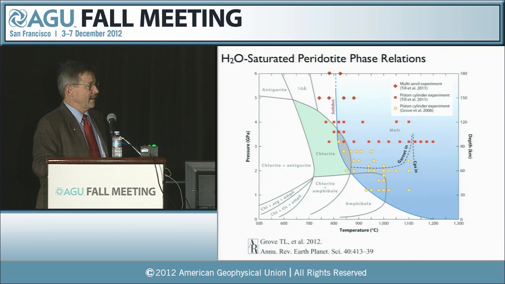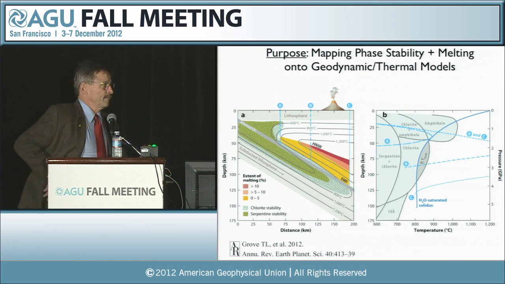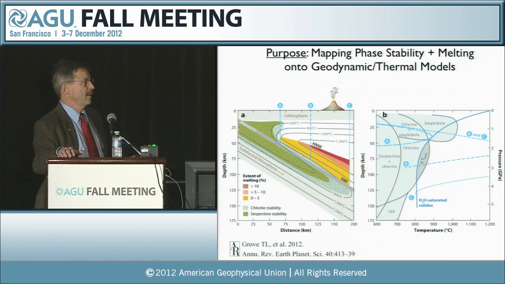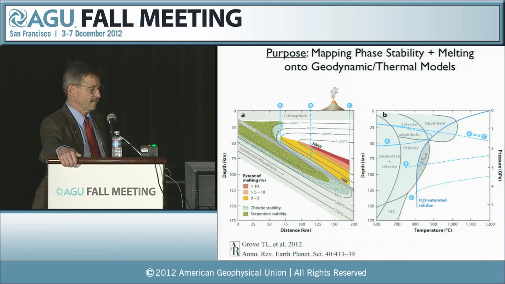This is basically the depth range from the surface where you have arc volcanoes down to the top of the slab where water-saturated melting of peridotite begins. And that's what we're going to be focusing on today. So the purpose is to map the phase stability and the beginning of melting right down here at the slab wedge interface onto geodynamic and thermal models.